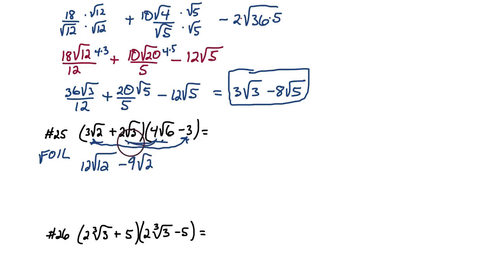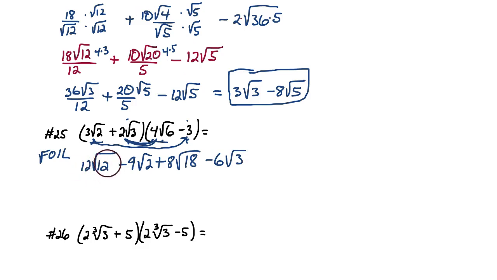Now do the inner. Those two times together. 2 times 4 makes positive 8. And in the radical, 3 times 6 is 18. Now do the last. Take this one and times it to this one. We get negative 6 square root of 3.